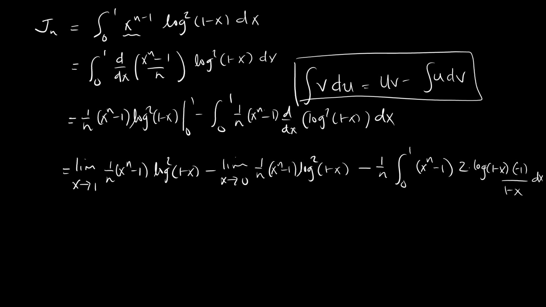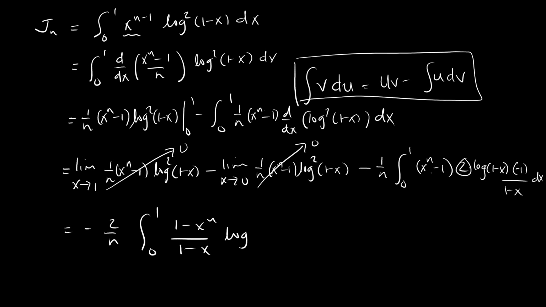Okay, so what does that become? This goes to 0. It's obvious. And then we can pull this 2 out. And so we have negative 2 over n, integral 0 to 1. And because of this negative, we can flip this around. So we have (1 minus x^n) over 1 minus x, natural logarithm of 1 minus x. So that's where our problem has come.